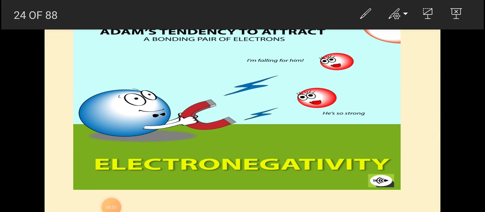Good morning, dear students. Let's start a new periodic property, that is electronegativity.